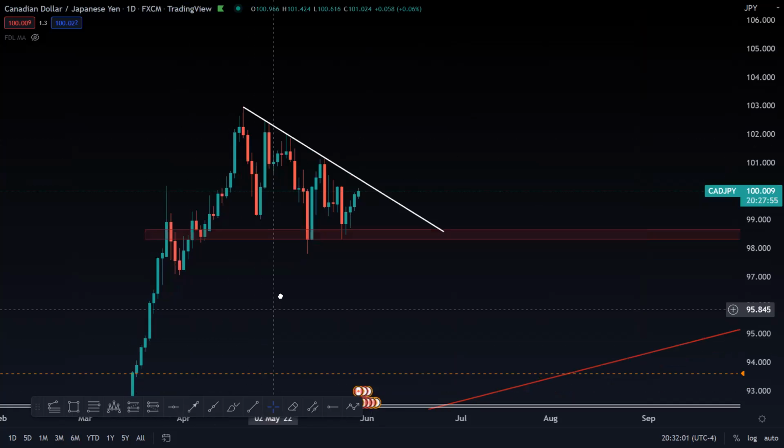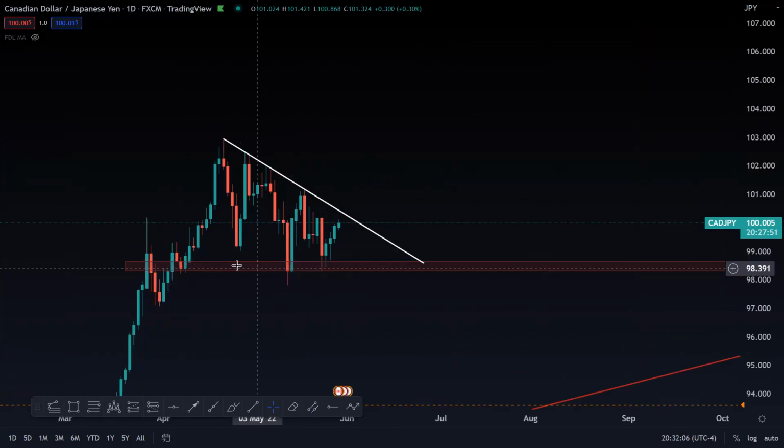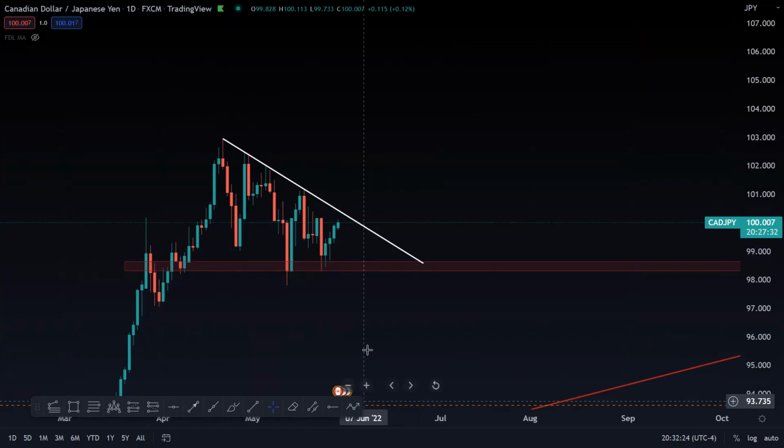For the weeks, we had this bullish move to the upside, and right now we're at this zone. This is a weekly support, and I drew this zone. If you can see in the daily time frame, we have this bearish move to the downside, and there's a trend line here, and we are close to this area. So basically, it's a simple break and retest.